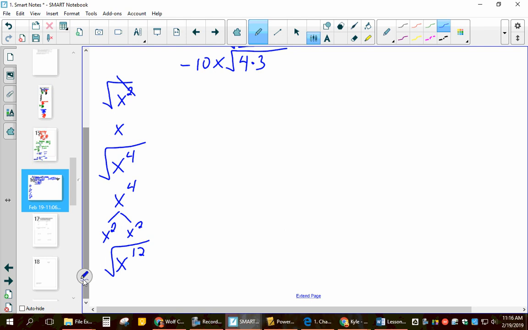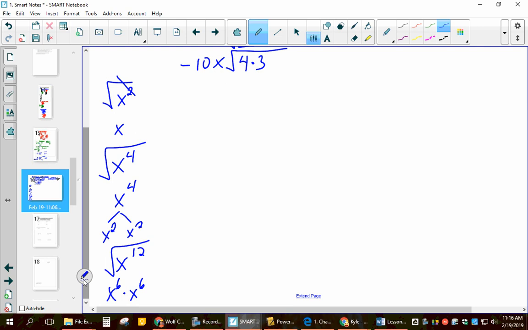Yeah, x to the power of 6, right? Because x to the power of 6 times x to the power of 6 is x to the power of 12, right? You add the exponents. So the square root of x to the power of 12, it's going to be half, right? The exponent when you take it out. Yeah? Probably x to the power of 3.